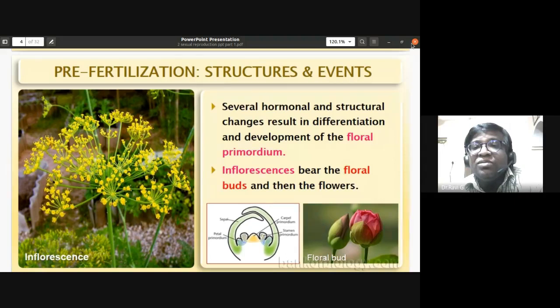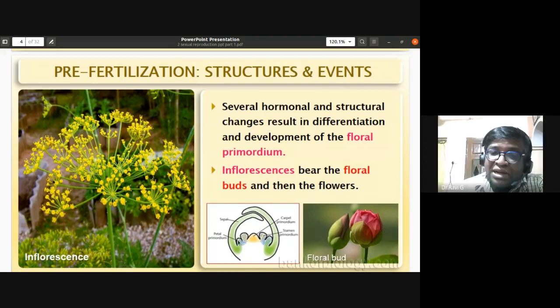The pre-fertilization events in flowers are the structures and events that take place before fertilization. There are several hormonal and structural changes. They result in differentiation and development of the floral primordium. You can notice in the below slide a carpel primordium, stamen primordium, sepal primordium, and petal primordium.